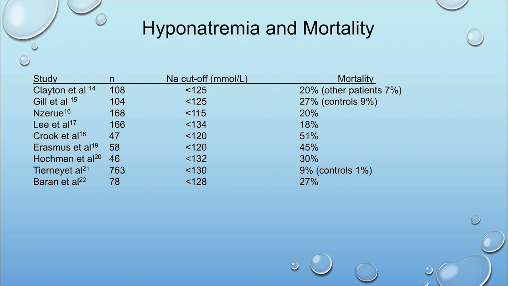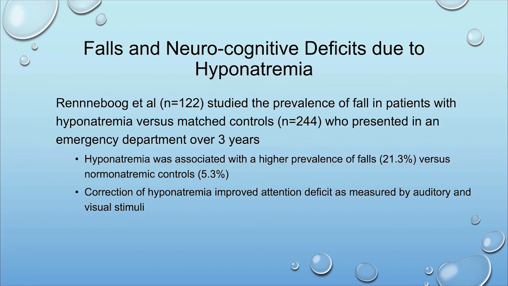And as you can see, depending upon the sodium cutoff, there is significant mortality. For instance, with a sodium of less than 120 in this study by Crook, mortality was 51%. When the sodium was less than 132 in this study, mortality was 30%. So you can see how it varies across the board depending upon the level of sodium.